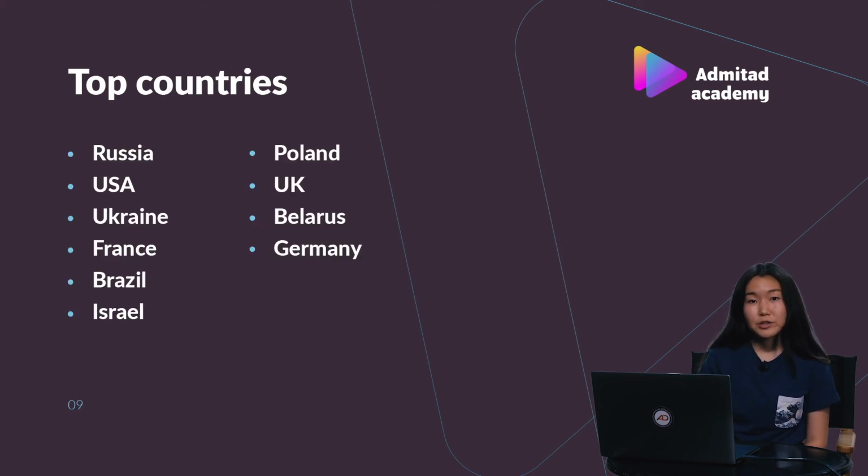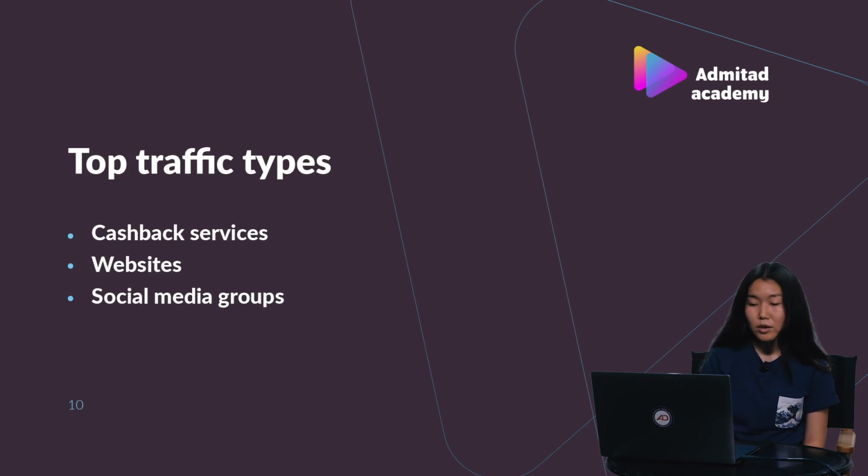If you have the opportunity to attract traffic from different regions, here is the list of top countries. Buyers from these countries purchase something on AliExpress more than anyone else. These countries include Russia, the US, Ukraine, France, Brazil, Israel, Poland, UK, Belarus, and Germany. Top types of traffic that can help you earn with AliExpress program are cashback services, websites, and social media groups.